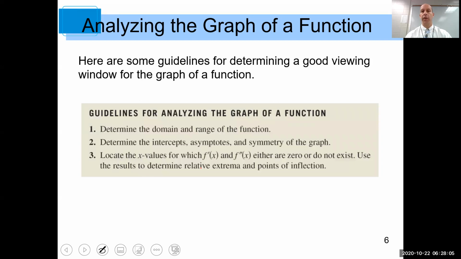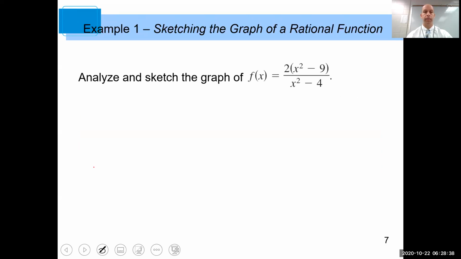Here are some of the guidelines for determining good viewing windows for graphing functions. Number 1, determine the domain and the range of the function. This goes all the way back to Algebra 1, Algebra 2 and pre-calc. 2, determine intercepts, asymptotes, and symmetries. Again, this goes back to Algebra 1, Algebra 2. But now we've got this third component. Locate x values where f prime and f double prime are either 0 or undefined. Use those results to determine the relative min, max, and also points of inflection.